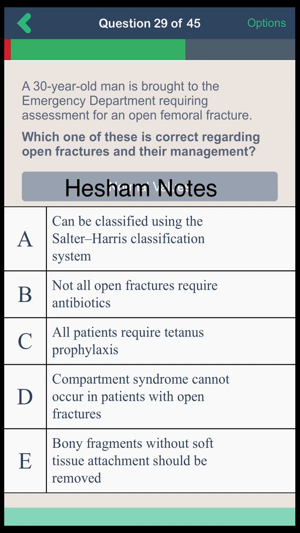Okay. Tetanus prophylaxis depends on the previous tetanus vaccination schedule. Can you just read the E option? Okay. Bony fragments without soft tissue attachment should be removed. Yes, any bone fragments should be removed because they became avascular. This makes sense now. When fragments without soft tissue attachment should be removed, yes, this makes sense now.